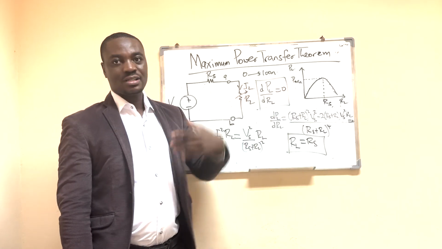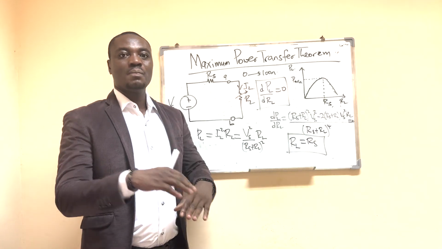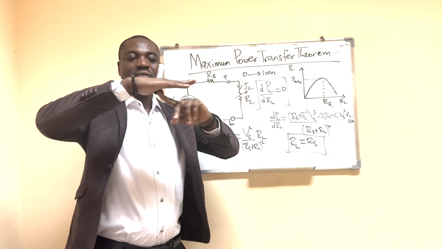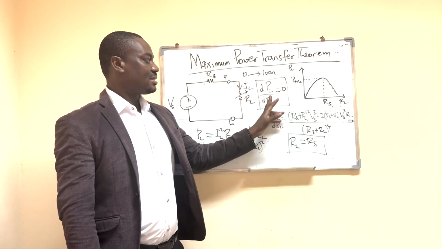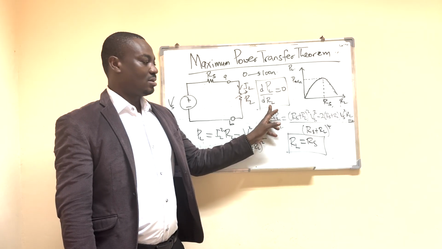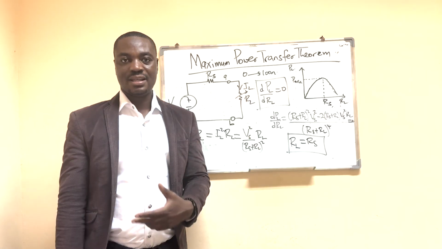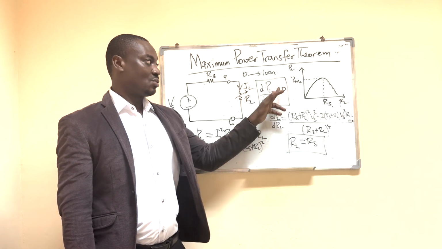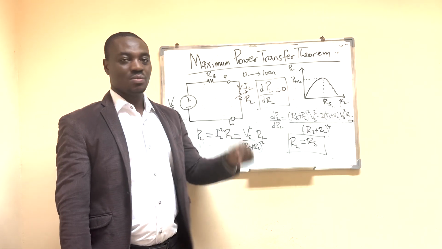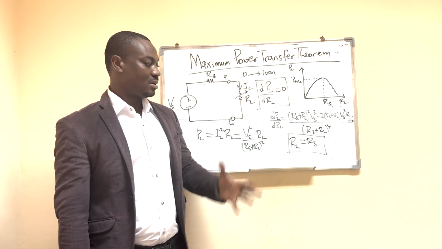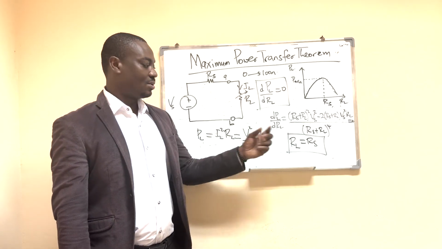Since this is a quadratic equation, at the very top of the curve the slope becomes 0, because at the top of the curve you have a constant value. So the slope becomes 0. That means I can differentiate the power with respect to the load resistance and equate it to 0. Then I'll try to get the value of the load resistance that is going to make the differentiation equal to 0, right? That will give me the value of my load resistance for maximum power.